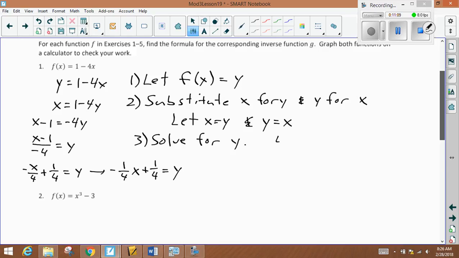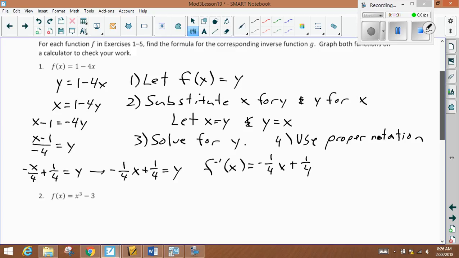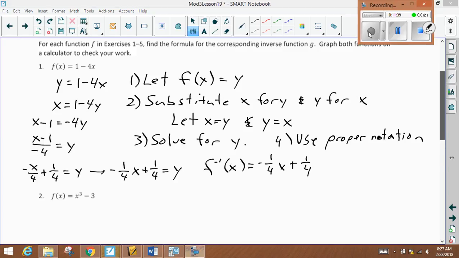And then step 4, we're going to use proper notation. So, in other words, that means that f inverse of x is equal to negative 1/4 x plus 1/4. Let's graph those bad boys. Yeah? All right. Give you all the time. Let's graph this thing.